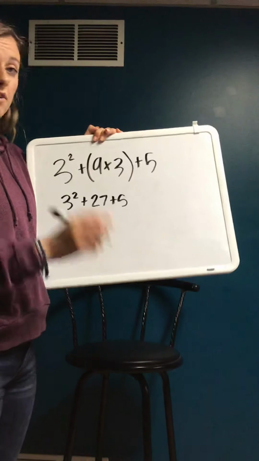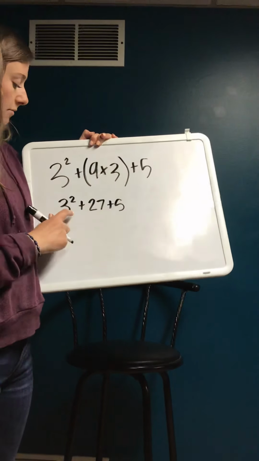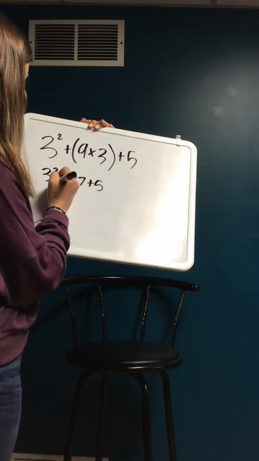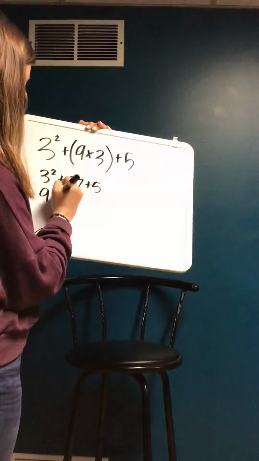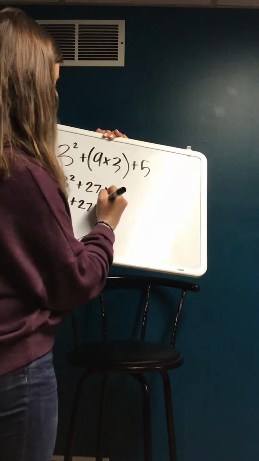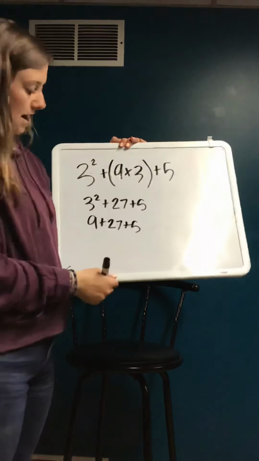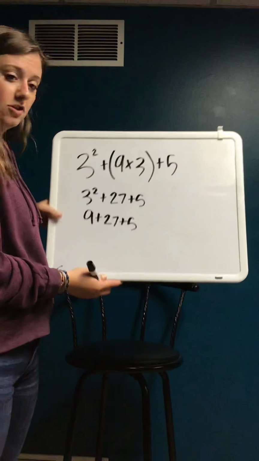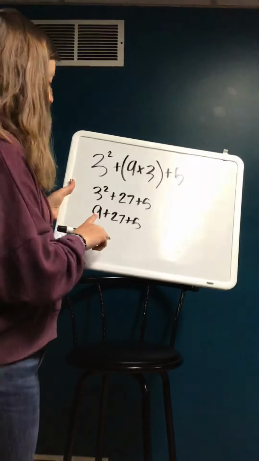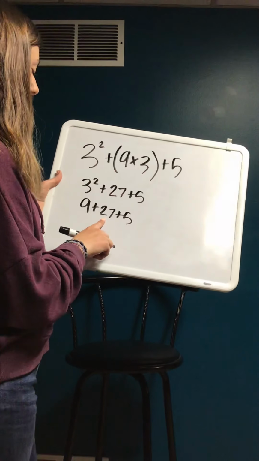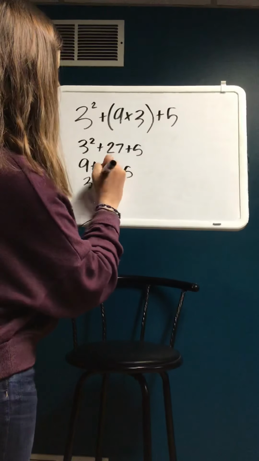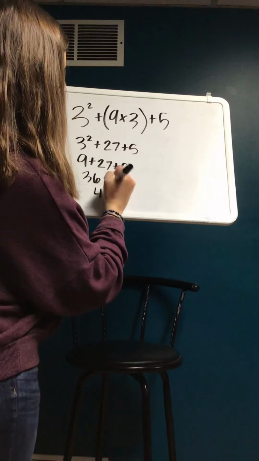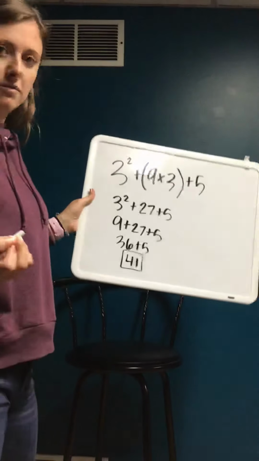So next, we're going to go to the E in PEMDAS, which is exponents. Okay, so we have 3 squared, which is 9. So 9 plus 27 plus 5. Okay, and so then all we have left is addition. So we can just add it from left to right. So 9 plus 27 is 36. And then plus 5 is 41. And that's our answer. Okay.